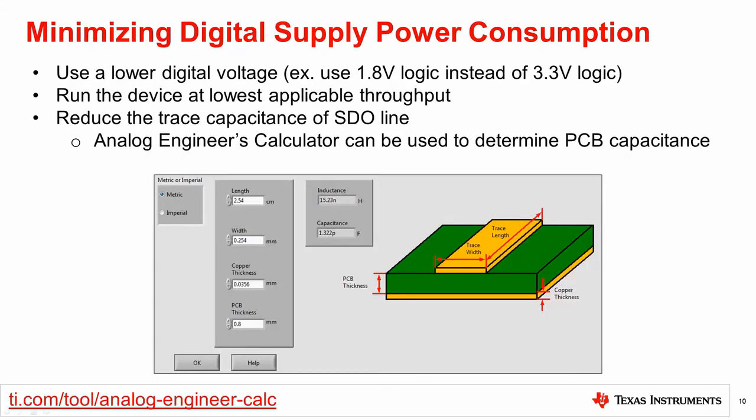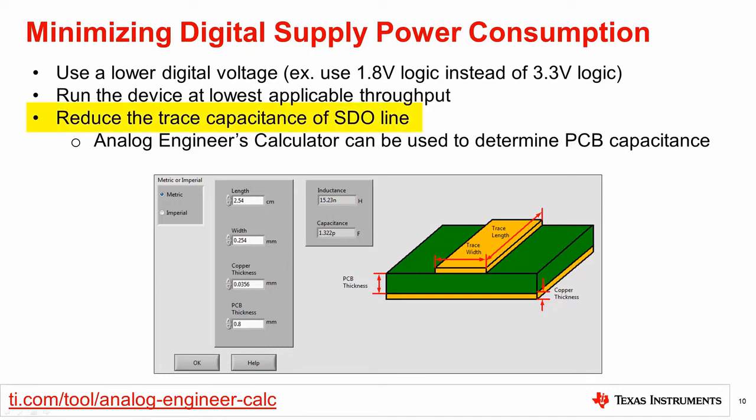Since we now understand the factors that play into the digital supply power consumption, let's look at methods to reduce this power. First, since the digital power is a function of DVDD, lowering the DVDD voltage will allow for a lower digital supply power consumption. If the system can operate with a 1.8 volt logic level, then switching from a 3.3 volt DVDD to 1.8 volt DVDD will drastically decrease power consumption. Next, digital supply power consumption is proportional to throughput. By running the SAR at the lowest possible sampling rate, the average digital supply power consumption will decrease, because the frequency of SDO transitions will also decrease.